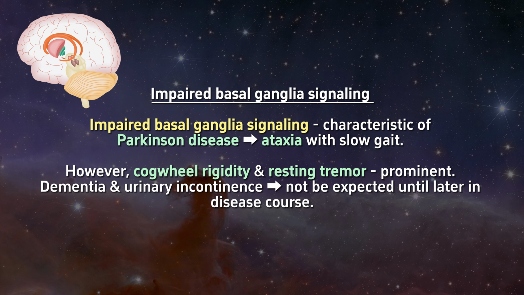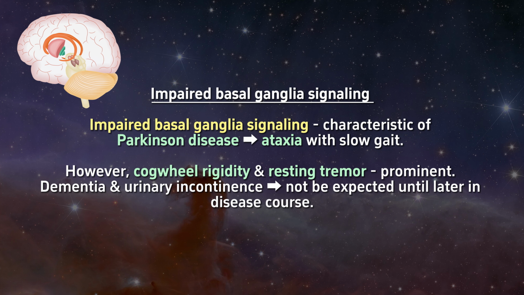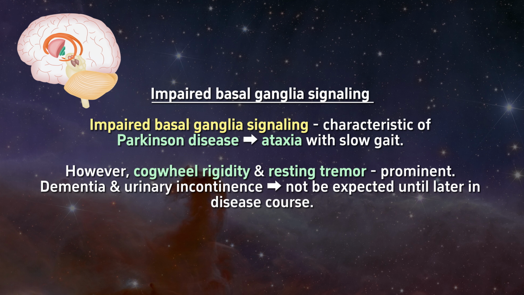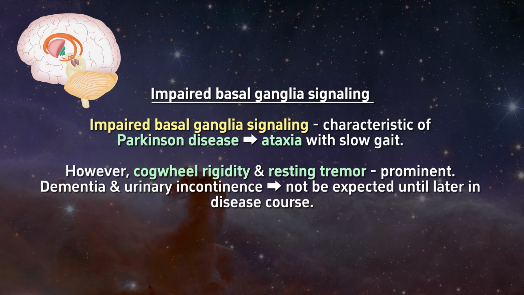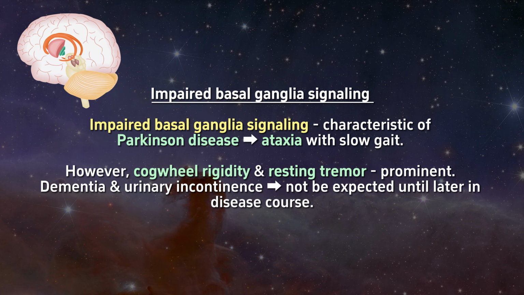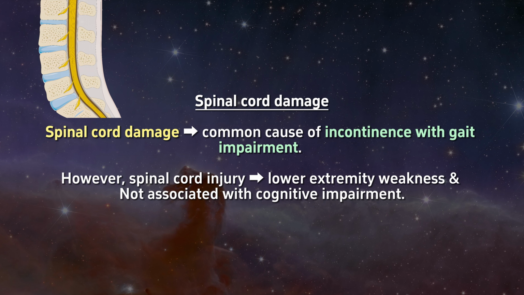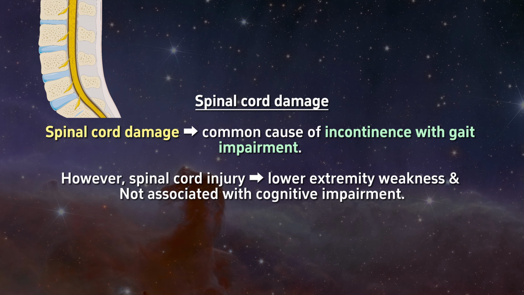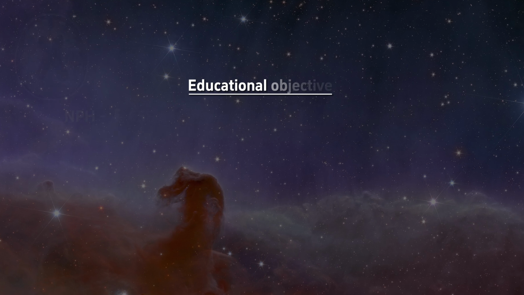Choice C. Impaired basal ganglia signaling is characteristic of Parkinson disease, which can result in ataxia with a slow gait. However, cogwheel rigidity and resting tremor would be prominent, and dementia and urinary incontinence would not be expected until later in the disease course. Choice D. Spinal cord damage is a common cause of incontinence with gait impairment. However, spinal cord injury also frequently causes lower extremity weakness and is not associated with cognitive impairment.